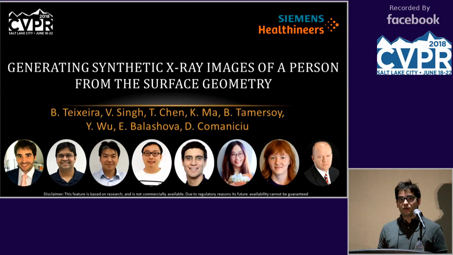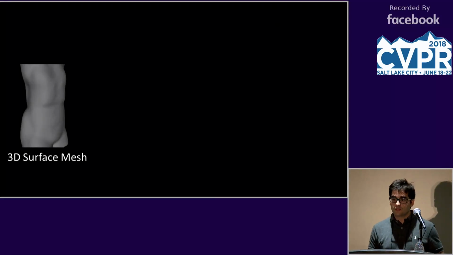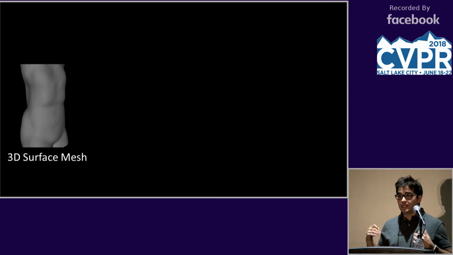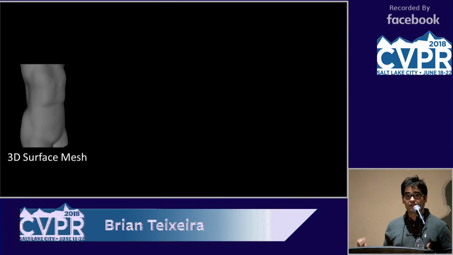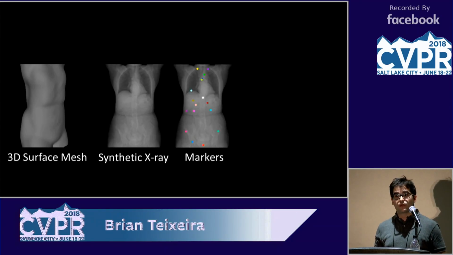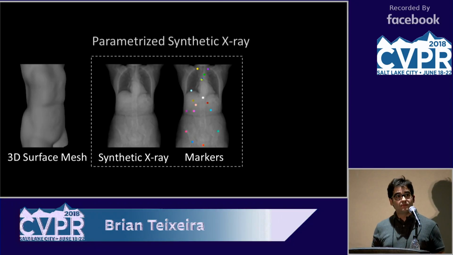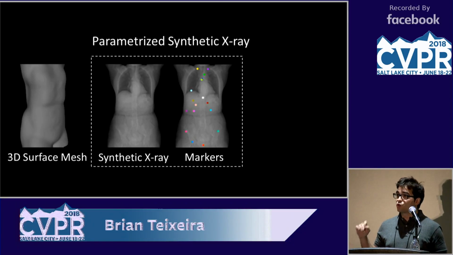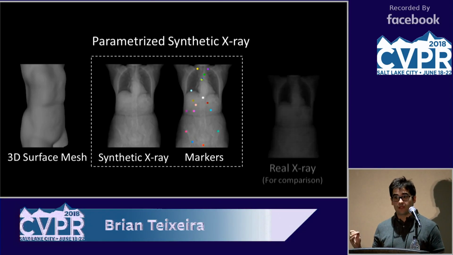This presentation is about generating synthetic X-ray images of a person from the surface geometry. From the 3D surface mesh, which could be estimated using a depth sensor such as the Kinect, a framework generates the corresponding synthetic X-ray together with a set of anatomically meaningful landmarks, which could be used as control points for updating the X-ray.